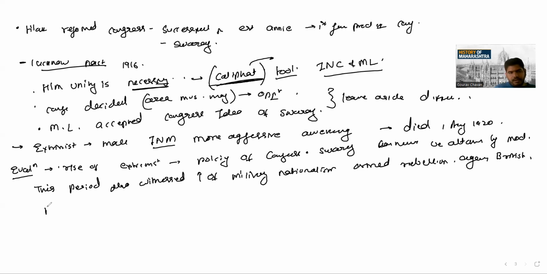Not only in Maharashtra, but in the whole of India, and not only in India, but generally in the whole world, in abroad as well, in San Francisco, USA, in London, in Berlin, everywhere, armed rebellion against the Britishers started to take place. So this was an analysis, or a short summary, of the extremist period.